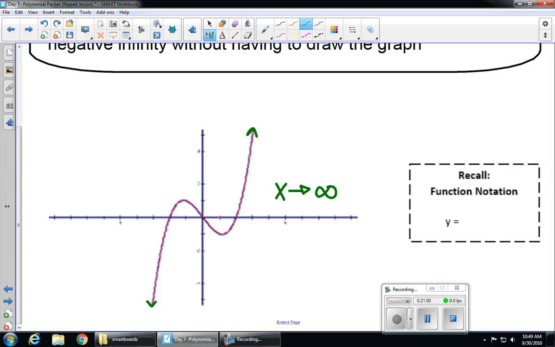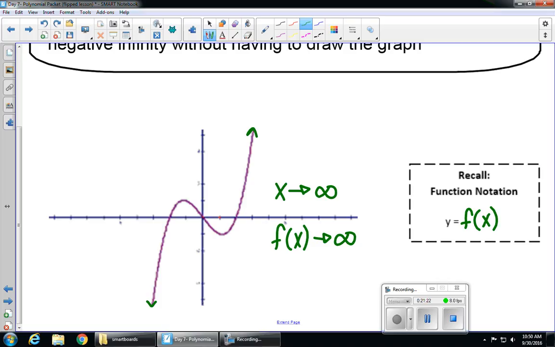My graph is going up. So the closer I get to the right to positive infinity, the higher my graph gets. So f of x is going to be approaching positive infinity as well. And remember that y is the same thing as f of x. That's just function notation.